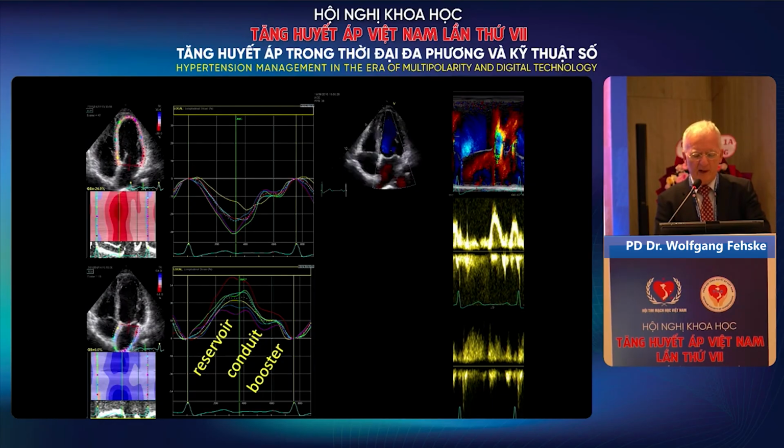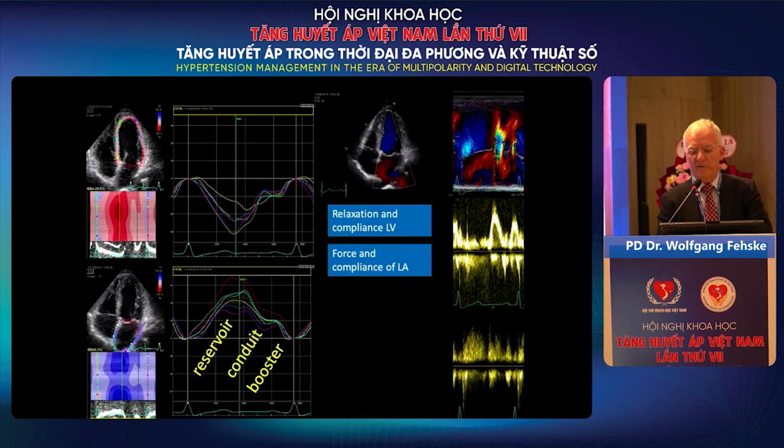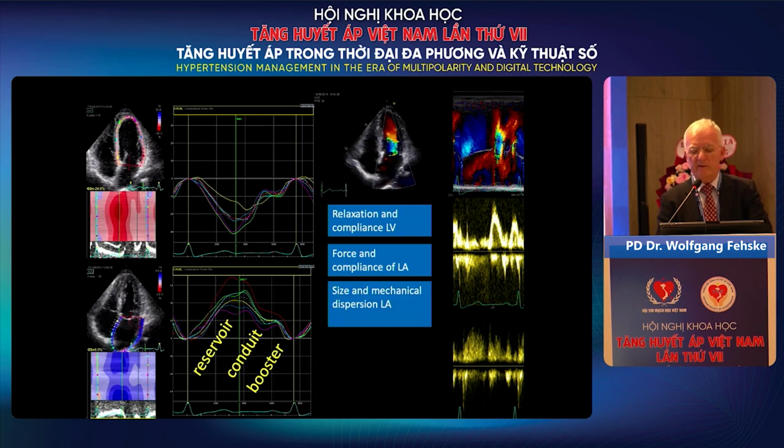It is not time enough to really explain everything, but it is obvious that there is some passive filling of the left atrium, then there is active filling, and then there is an intermediate filling. We see this in all our patients now. What we can try to understand is that relaxation and compliance of the left ventricle can directly be seen here by the strain analysis. We have all these other parameters, and we can at the same time look for force and compliance of the left atrium, which is extremely interesting, and size and mechanical dispersion of the left atrium could be interesting for atrial fibrillation patients.